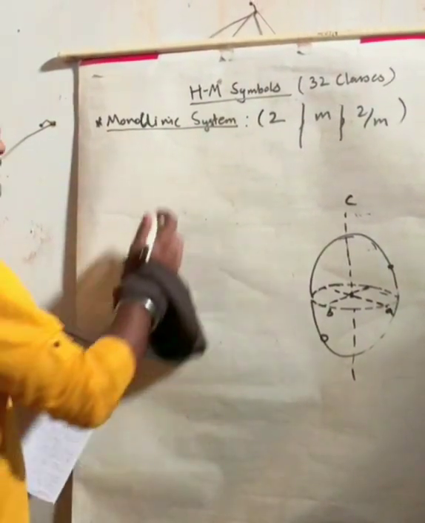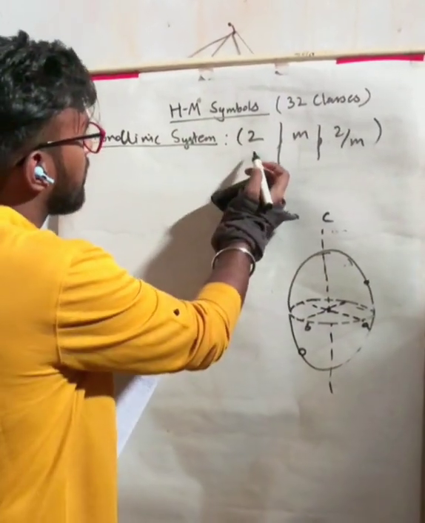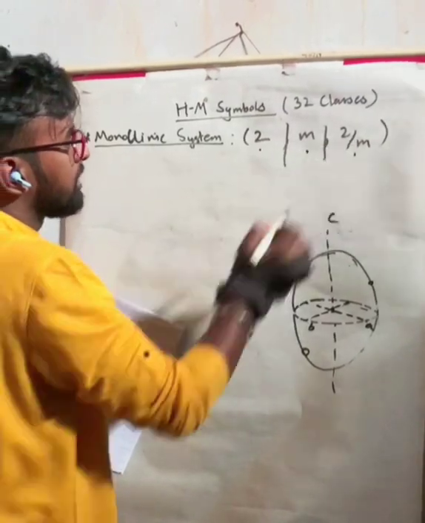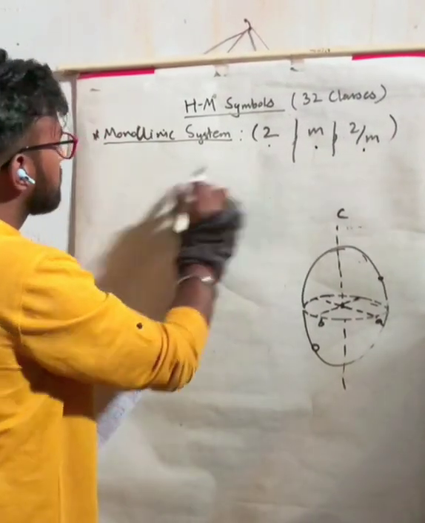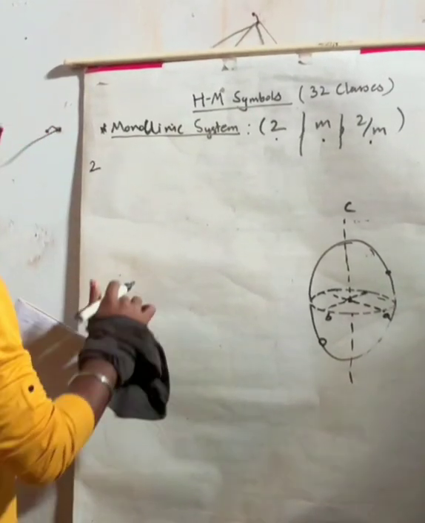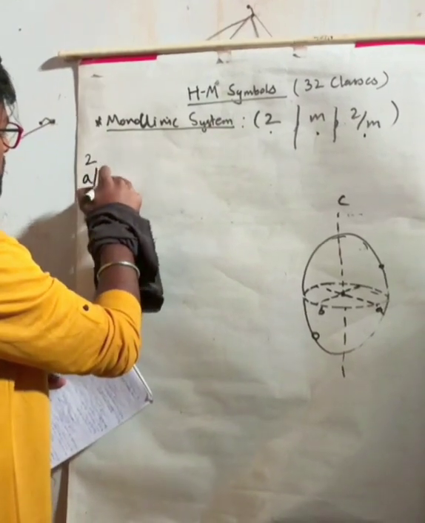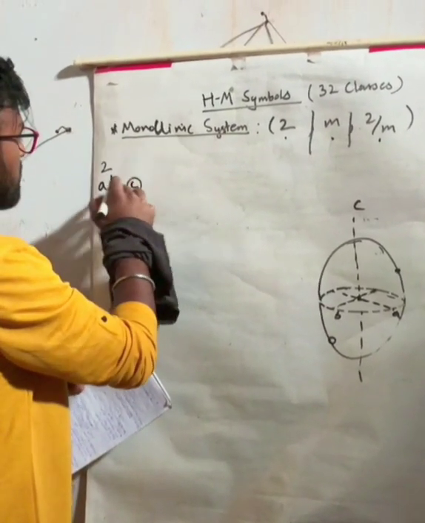So now we will come to the monoclinic system. In the monoclinic system we have three classes, that is 2, m and 2 by m. So this 2 represents an axis of twofold symmetry. For this we will see this as either A or B, but not C. We cannot represent this as C.